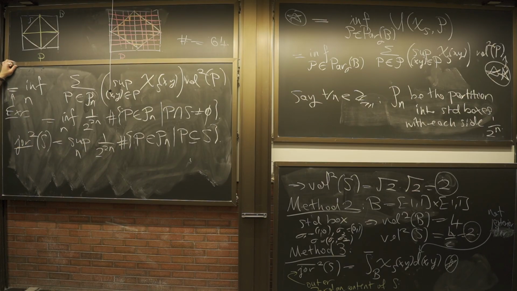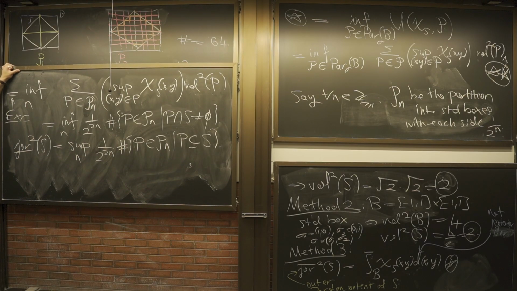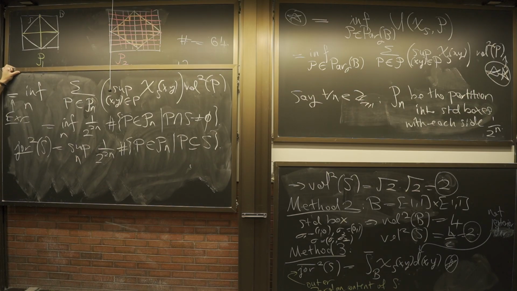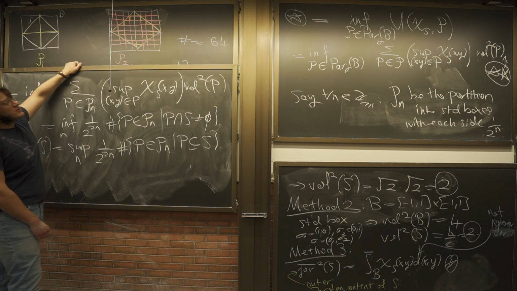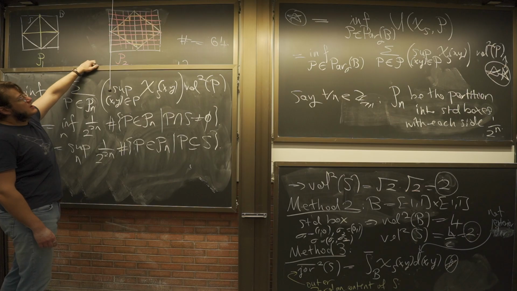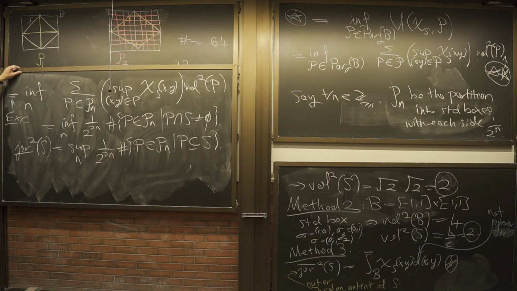I hope from this perspective, it makes a little bit more sense why perhaps there is still some use in this Jordan content business, especially in the context of Euclidean spaces. You can just pixelate the space over which you're trying to integrate. And if you're trying to figure out the volume, this would be a rather actionable way to approximate the volumes from within and without.